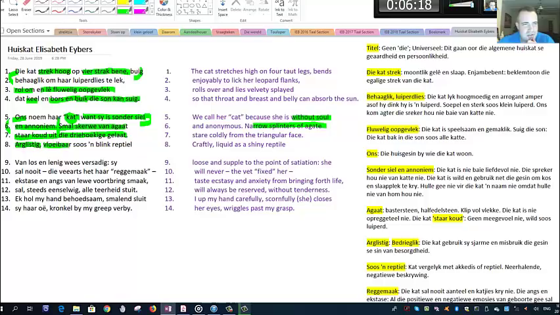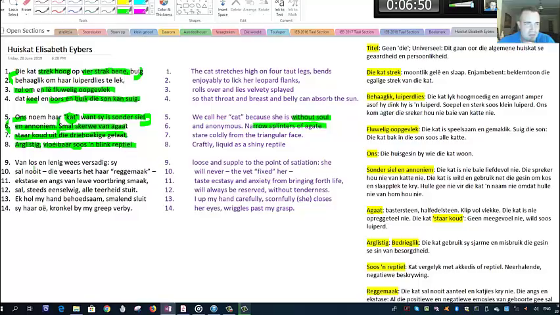Vloeibaar, she's liquid in the way she moves, very smooth, flexible cat. Remember, tabby cats are very healthy. Their bodies are very flexible. There's no sort of inbred problems or anything. But she calls them flexible like a reptile. Okay, that's an insult to a cat. If you're going to call a cat a reptile, it's not a compliment. So there are quite a few indications that she's not a cat fan, not a cat person.